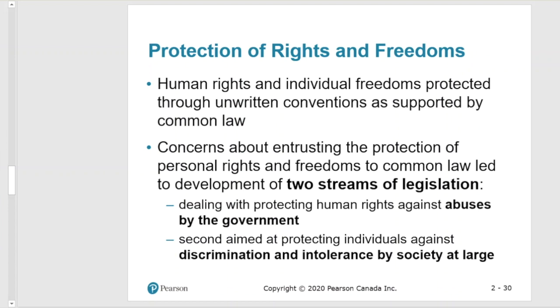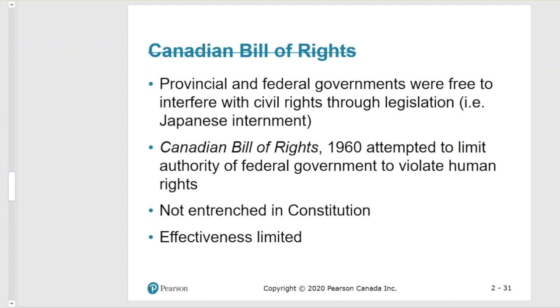But whenever the government abuses our rights, we will rely on one of these two streams of legislation. And the other stream is related to discrimination by society at large. So this is when one individual discriminates another, or one private company, one corporation discriminates on someone, then we will rely on this other stream of legislation. And we'll look at both as we finish this chapter.